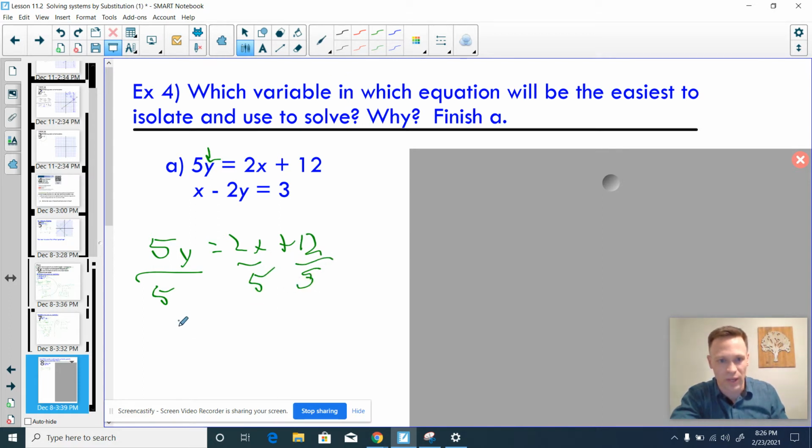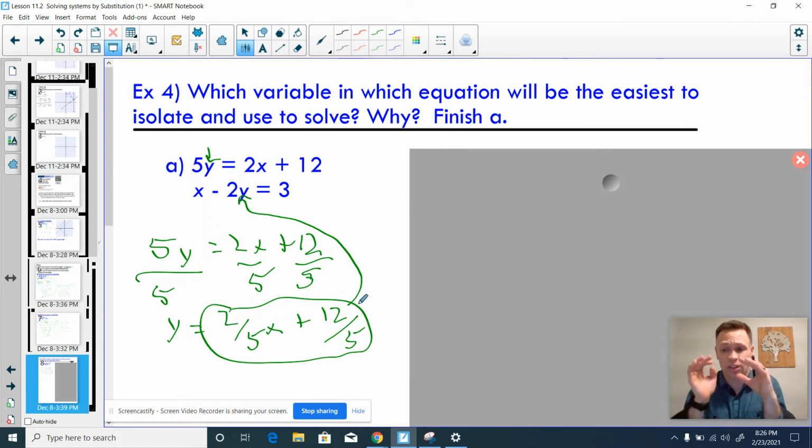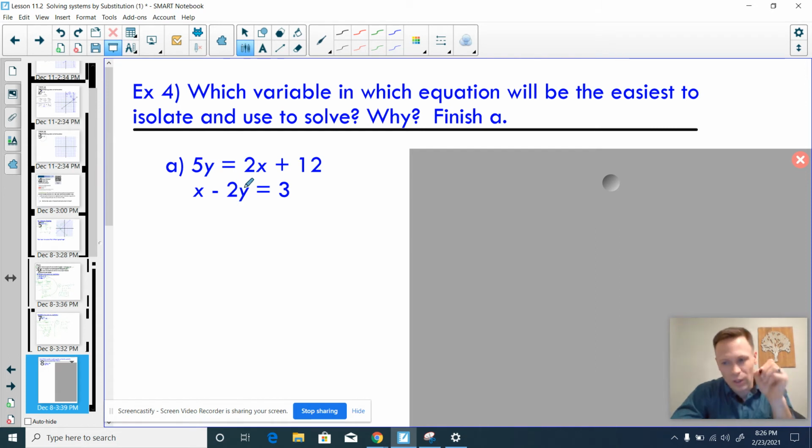Here's the problem with that. I get y is equal to 2/5 x plus 12/5, right? And now I have to take this whole thing and substitute that in for y, and I have to distribute a 2 onto 2/5 and 12/5, and that is going to work, but it's going to be awful with all of those fractions, all right? So that's not the way to go. Here's what you want to do.